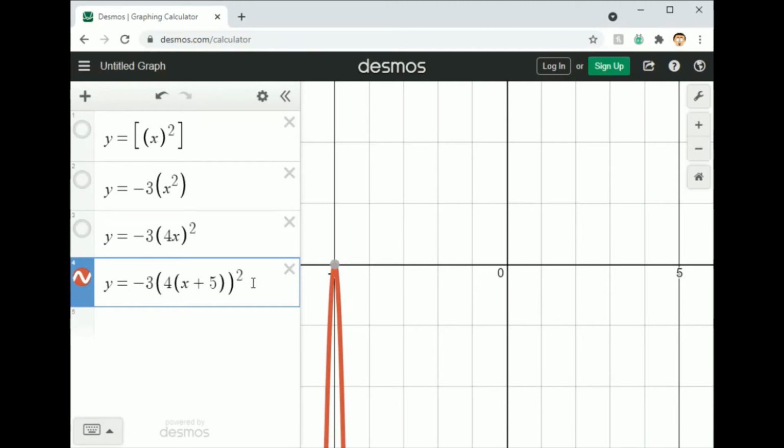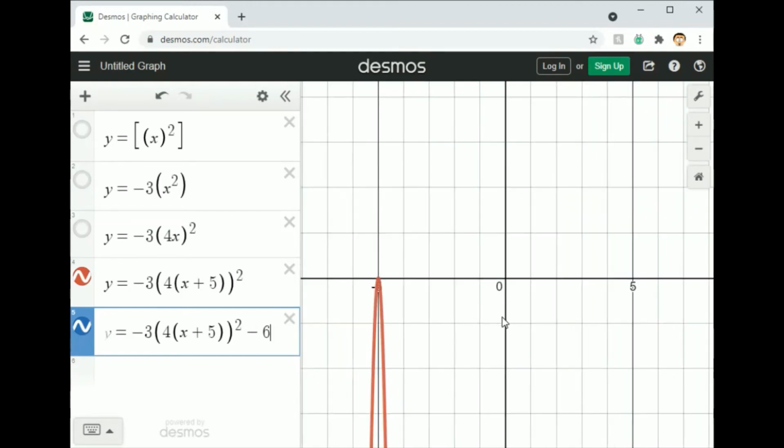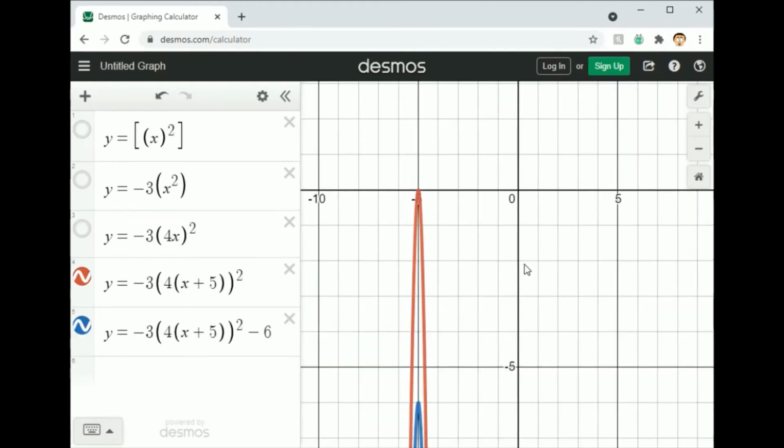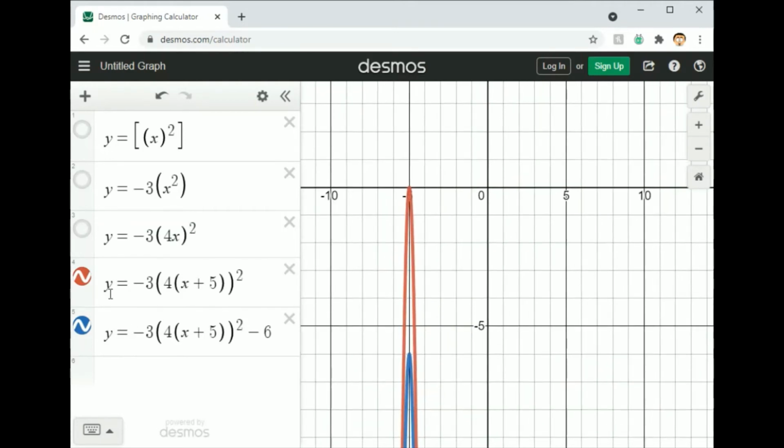And then our final transformation, we said we would add a c value on the end, which in this case is negative 6, and it should move it down 6. And there we go. It just didn't quite fit on the graph. So that is the fully transformed version of the graph.